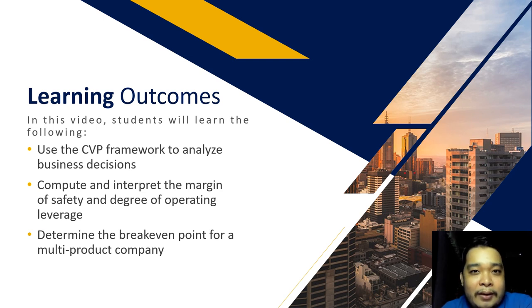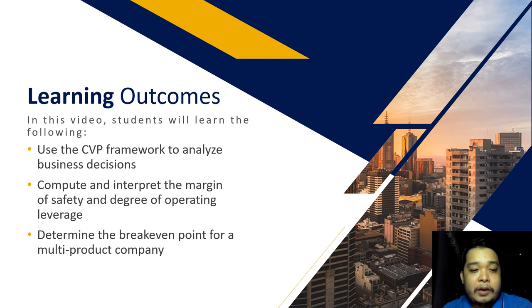And at the end of the day, the objective of the firm is to maximize firm value, maximize profits. And so therefore, all strategies of the firm must be aligned with that in mind. And the CVP analysis is an organized way to think about whether that objective of maximizing profit is attained or achieved. Second, we want to compute and interpret the margin of safety and degree of operating leverage. These are two concepts that are related to the risk of a certain business, and we'll discuss more of it later.